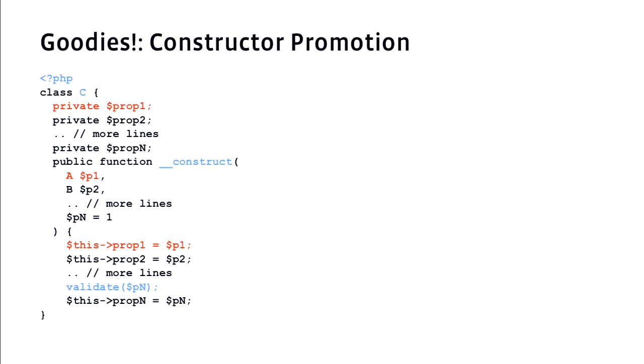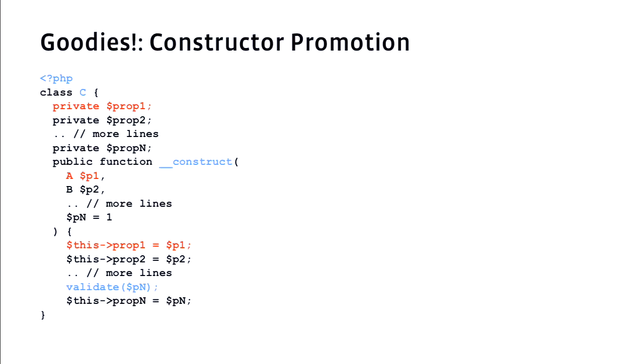So we looked at this pattern, and we figured out that, wait a minute, this is going to get even worse if we convert this code naively to Hack. Because in Hack, you have to annotate the properties, so you'll get even more redundancy. You'll have private A $prop1, as well as the constructor declaration that the $p1 parameter is still an A, and then you still have to assign it.